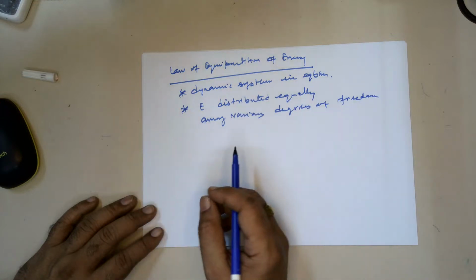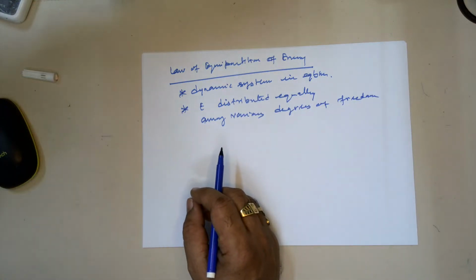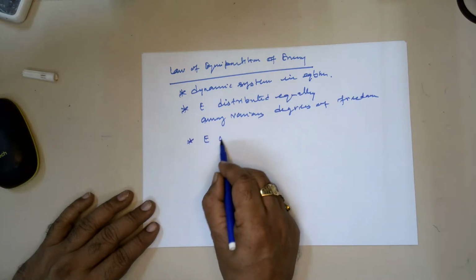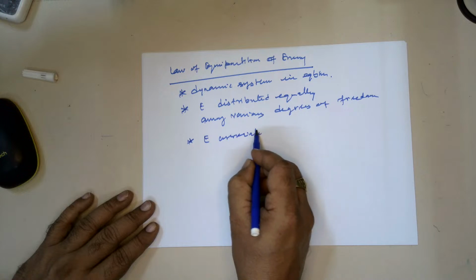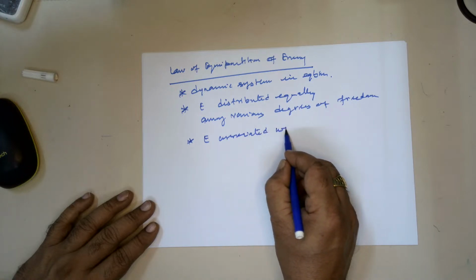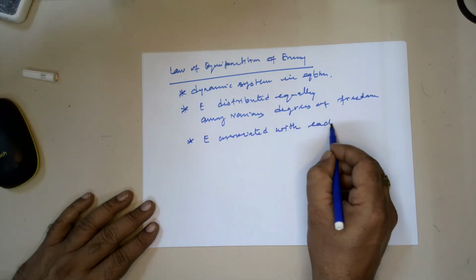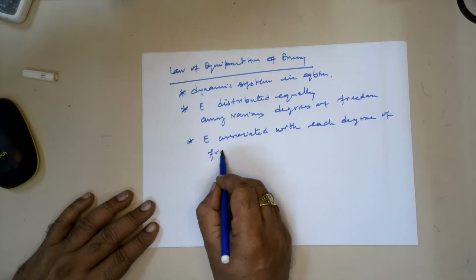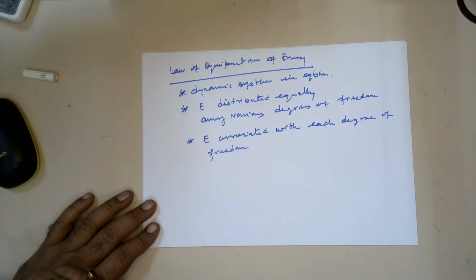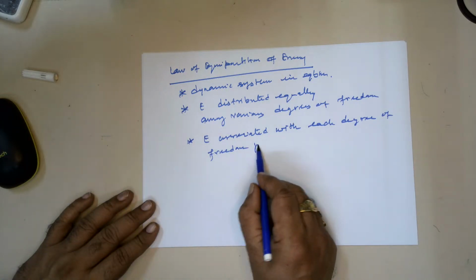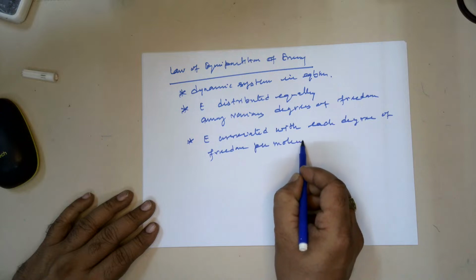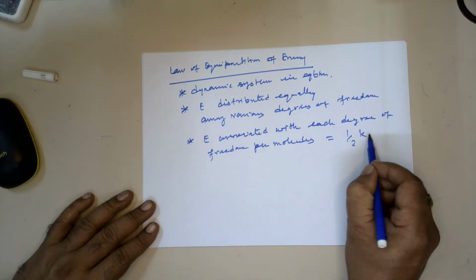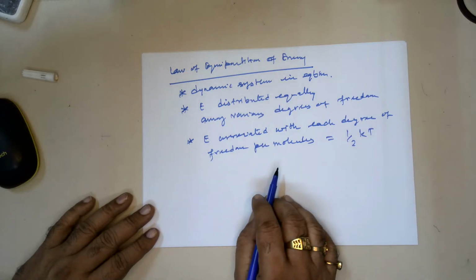And we can also call it the energy associated with each degree of freedom per molecule, which is represented as 1 by 2 kT, where k is the Boltzmann constant.